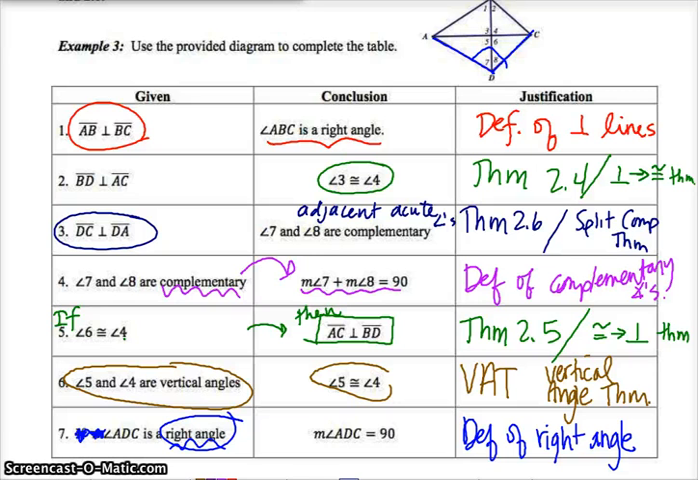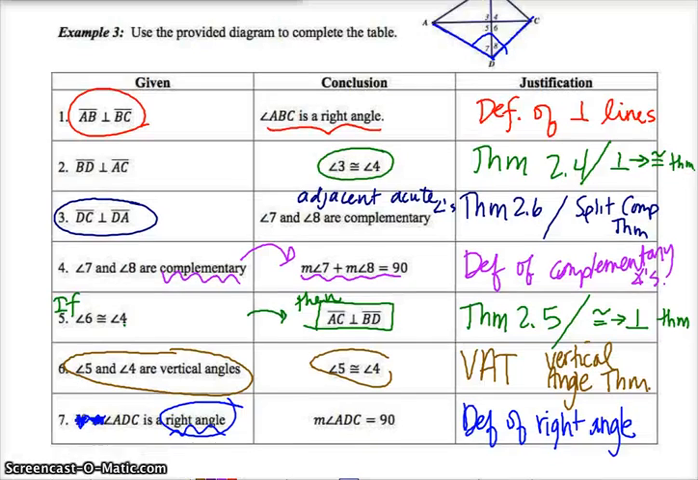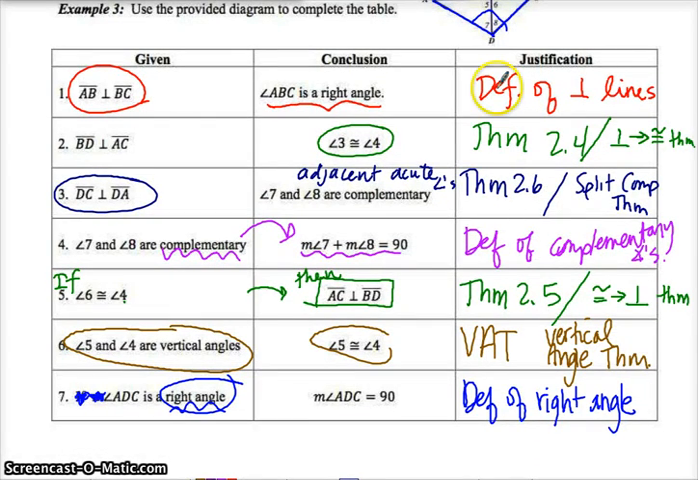So before you finish, I would go back and review the difference between the definition of perpendicular lines, Theorem 2.4, Theorem 2.6, and Theorem 2.5. These are all the ones that are about perpendicular lines. Notice the difference about what is given. When perpendicular lines are given, you have these three options as your conclusions.